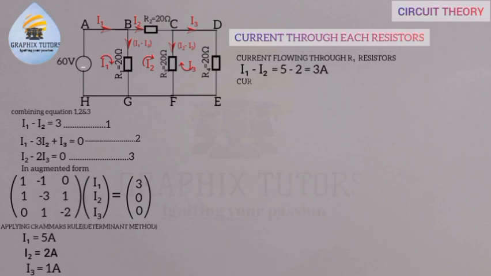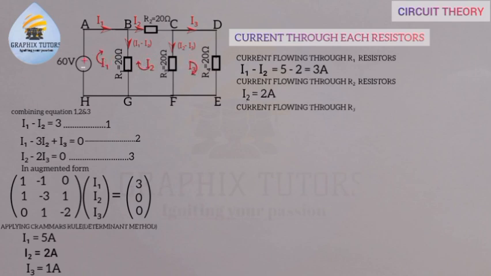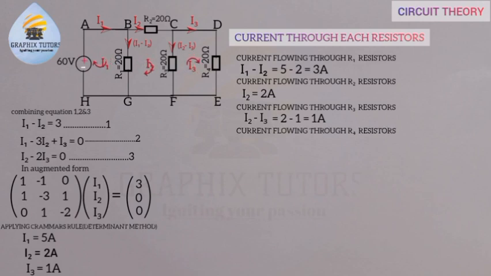The current flowing through R2 is equal to what? 2 ampere, right? And the current flowing through R3 gives us what? I2 minus I3, which is 2 minus 1, that is 1 ampere. And the current flowing through R4, the way we will detect that, we will apply the junction rule at that node there, but we'll talk about the node C, right?